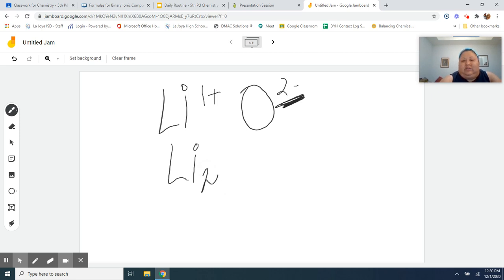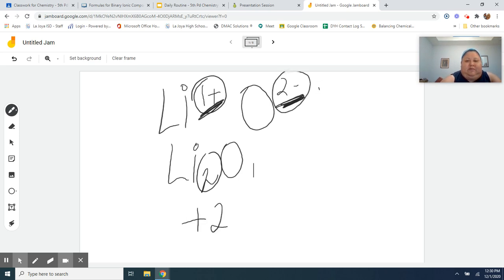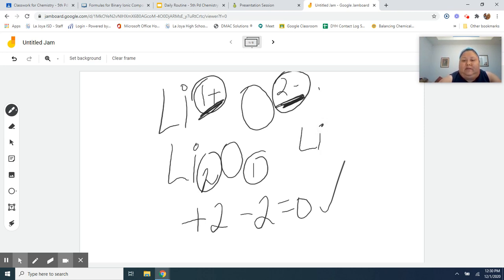I'm more than likely going to need 2. For oxygen, well, what's the number that I have here for lithium? 1. Very good. So if I multiply this guy and this guy, I get a +2, right? If I multiply negative 2 by 1, I get a negative 2. Does that equal 0? It sure does. So what's going to be my formula? Li2O. Never show ones. Okay? Some more practice.